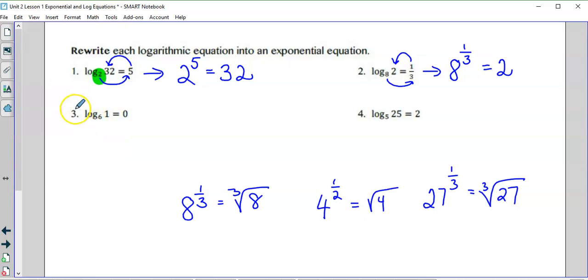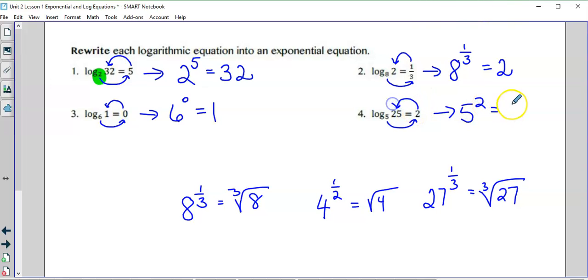All right, number 3, I would write 6 to the 0 power equals 1. And we did actually just talk about that. 6 to the 0 power equals 1, and it does. Anything to the 0 power equals 1. And then the last one, number 4, 5 to the 2nd power, or 5 squared, equals 25. And it does, because 5 times itself equals 25. So that's how you can check those.